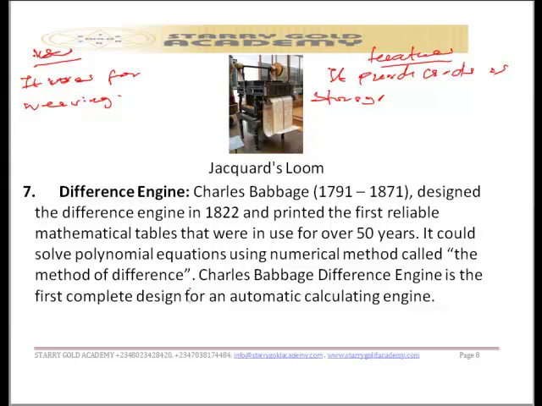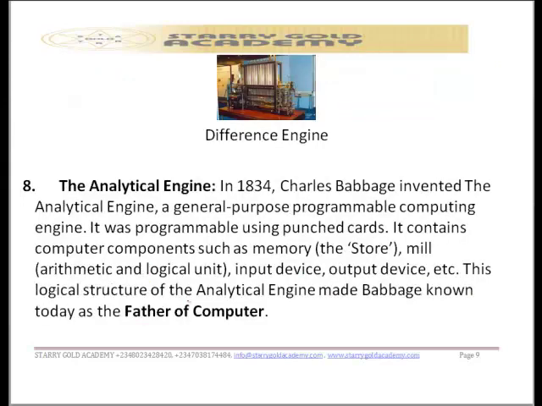Okay, this is the first complete design for an automatic calculating engine. This is how the difference engine looks. Can you see how beautiful it was? Now, talking about that same difference engine, we are still on it.